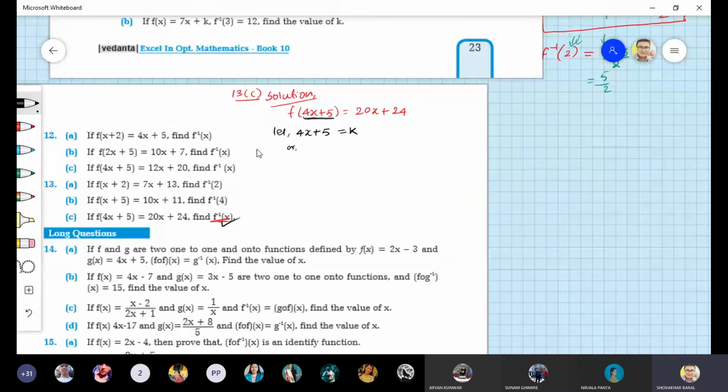Now let's simplify it further. 4x is equal to k minus 5. I need to solve for x. So x is equal to (k minus 5) by 4. This is a very basic step that you need to do to find the function when a composite function is given. Actually, f of 4x plus 5 is the composite function here. So x is equal to (k minus 5) by 4.